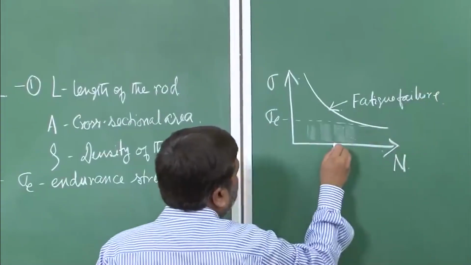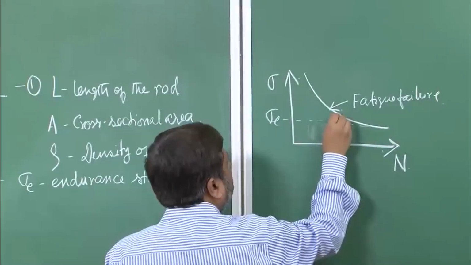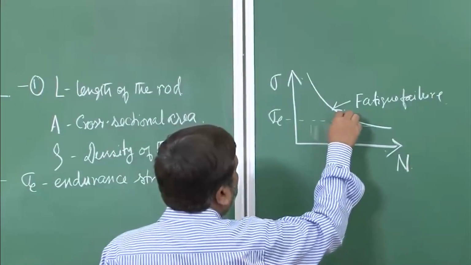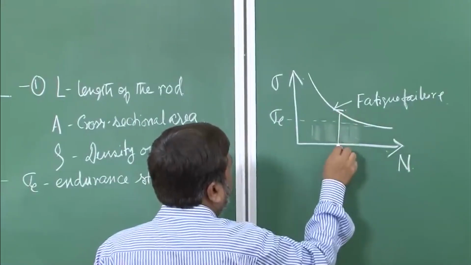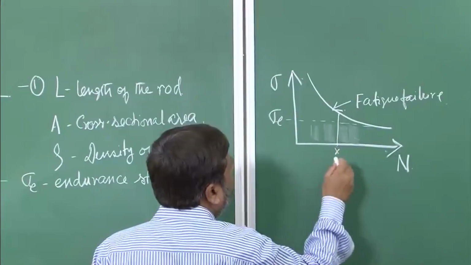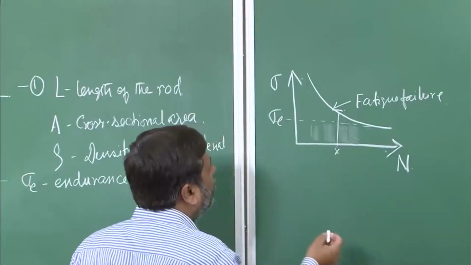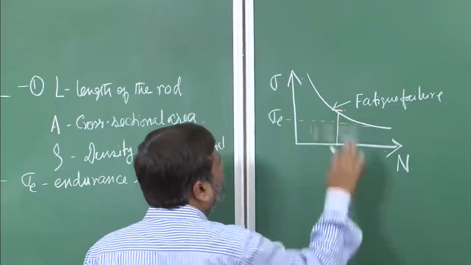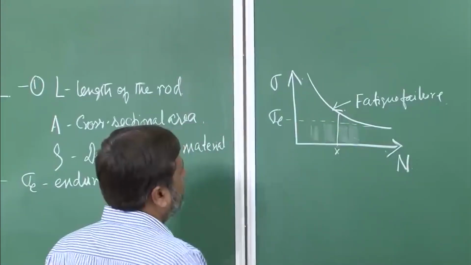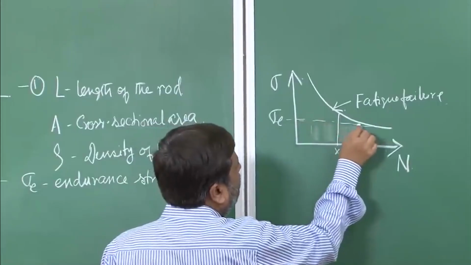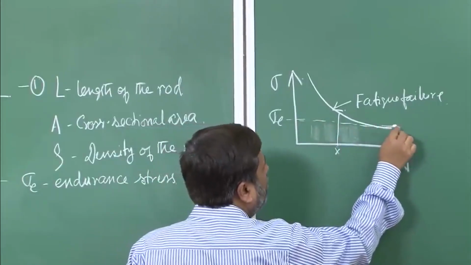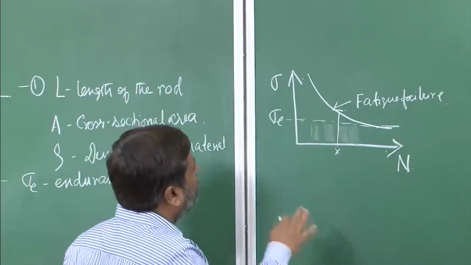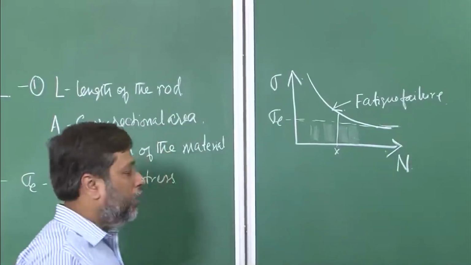Suppose this is my number of cycles. If the stress level goes beyond this point, at this particular fatigue level, something like x number of cycles, 10,000, 20,000 or so, the moment stress goes beyond this, the whole thing is going to fail. But if the stress remains below this sigma level, then you will never come across this line.